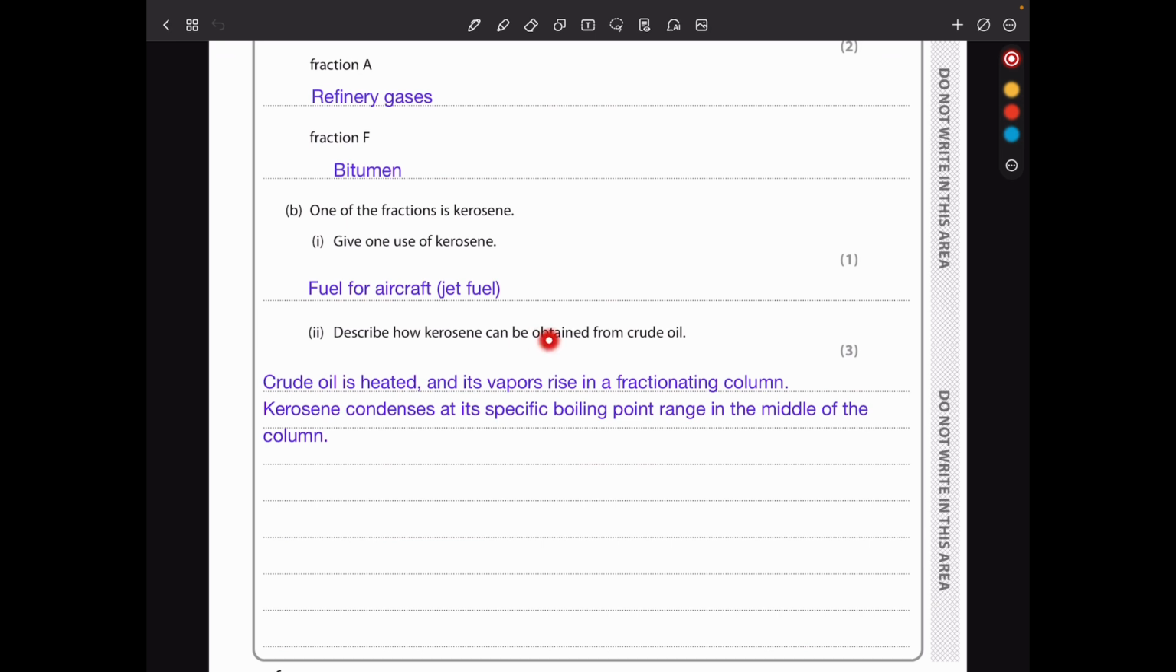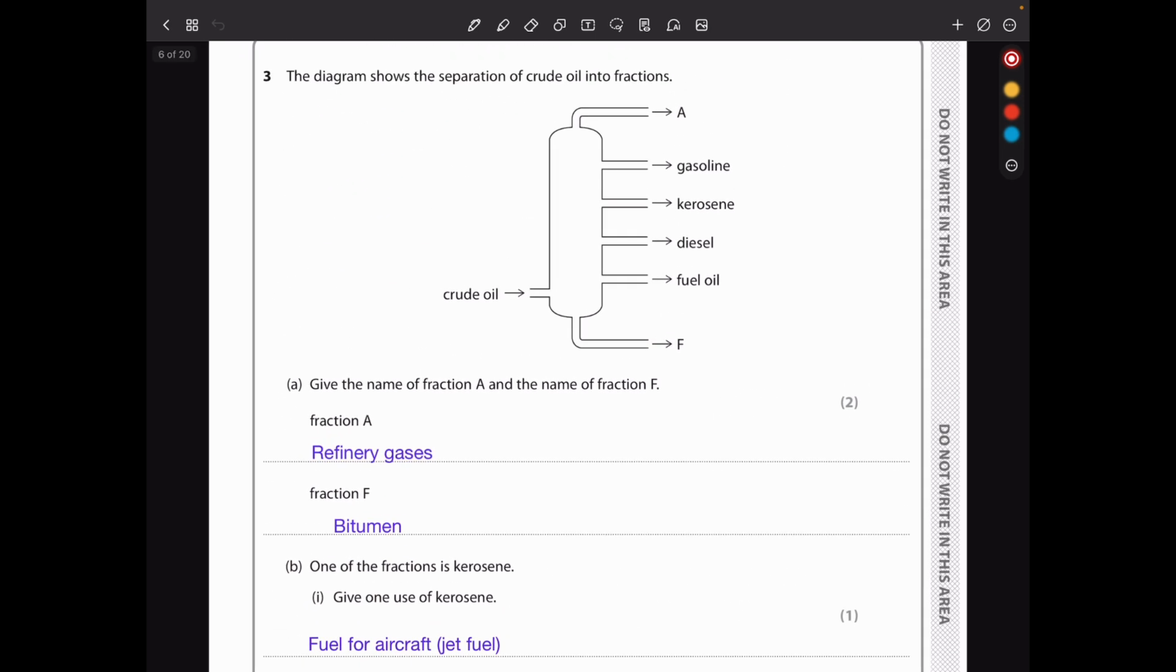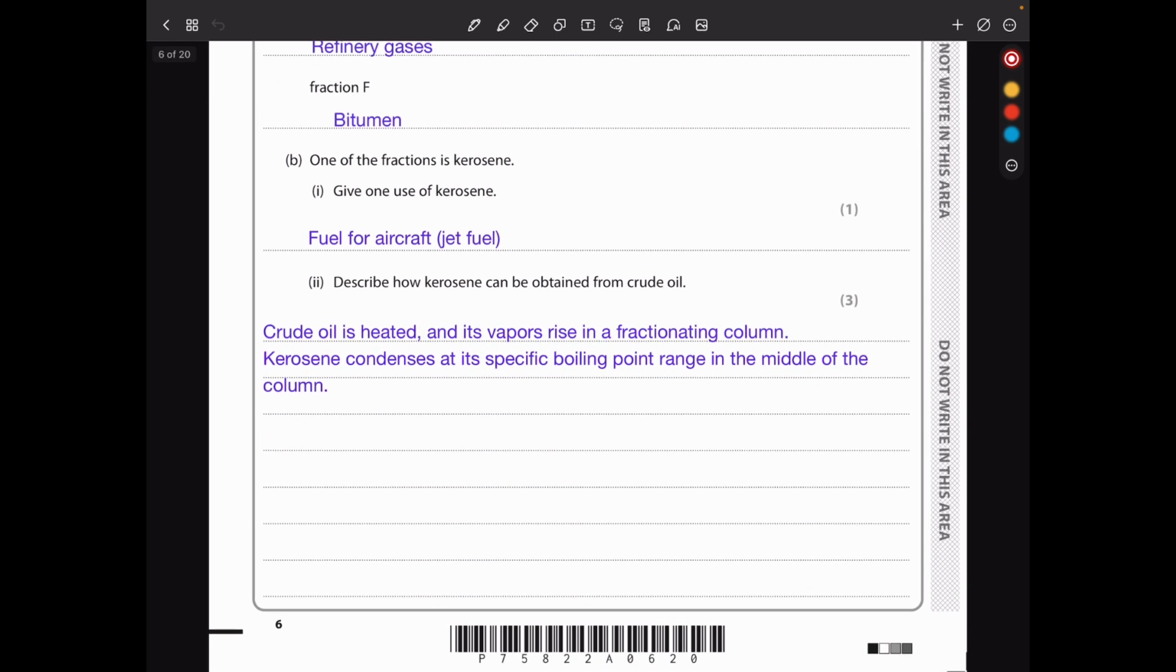Describe how kerosene can be obtained from crude oil. If you can see back here, kerosene is one of the fractions. So it means we're going to heat the crude oil. It's going to evaporate and rise into the column. And then the different components are collected at different temperatures or different levels. So kerosene will be collected here. So I said crude oil is heated and its vapors rise in the column. Kerosene condenses at its specific boiling point range in the middle of the column.